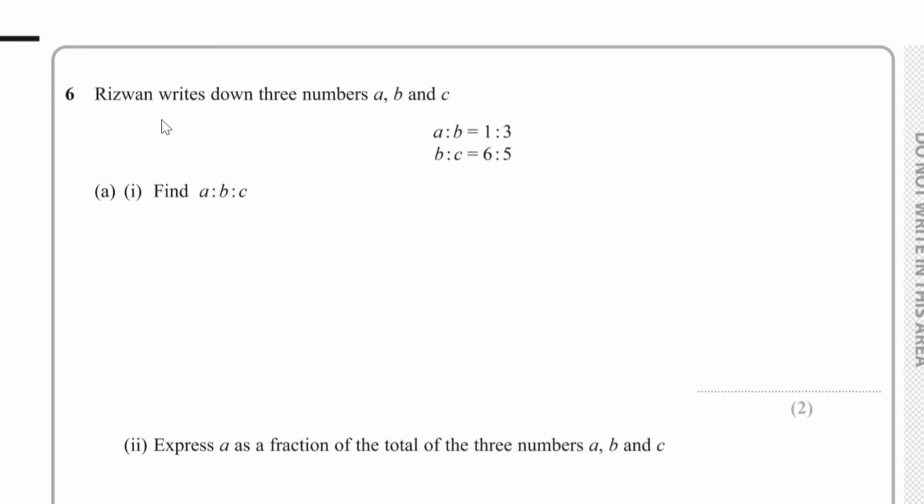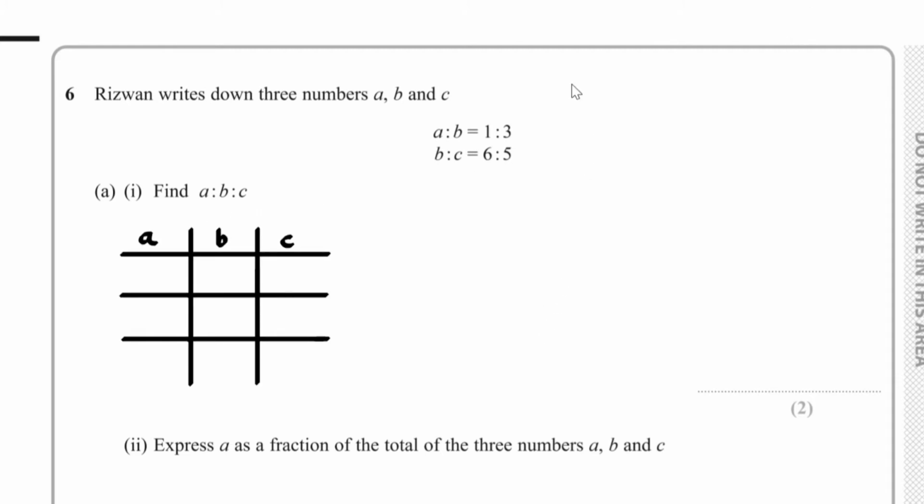Question number 6. Rizwan writes down 3 numbers A, B and C. The ratio A to B is 1 to 3. The ratio B to C is 6 to 5. For the first part, we have to find the ratio A to B to C. So we begin with the ratio A to B being 1 to 3. Then we've got the ratio B to C being 6 to 5.